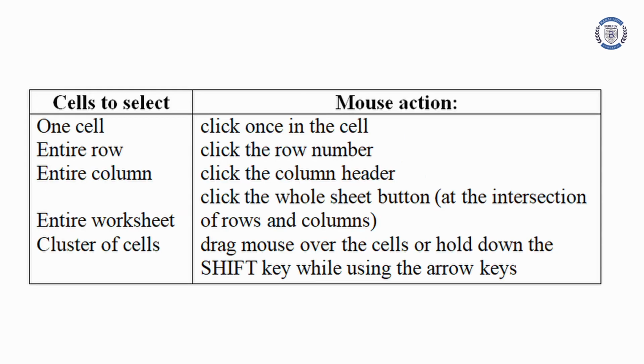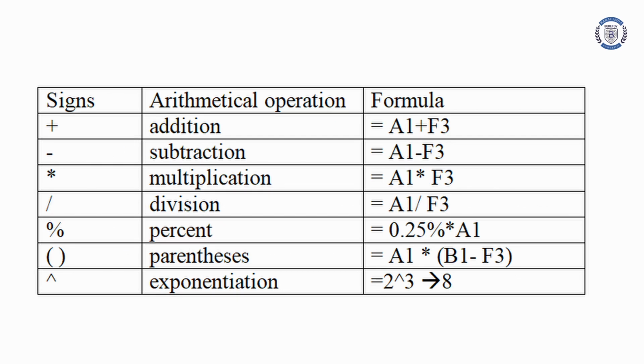In this table you see how to select groups of cells. You can select one cell, an entire row, an entire column, an entire worksheet, or a cluster of cells. In Excel, all formulas begin with an equal sign. Excel can calculate basic operations like addition, subtraction, multiplication, and division.